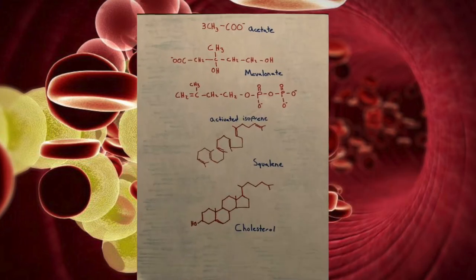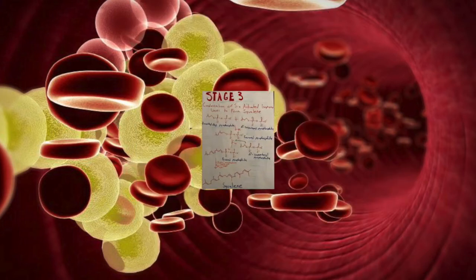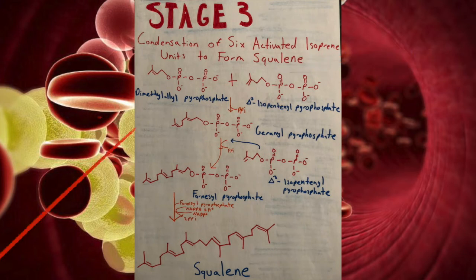The third stage in cholesterol biosynthesis is the condensation of 6 activated isoprene units to form squalene. Isopentenyl pyrophosphate and dimethylallyl pyrophosphate perform a head-to-tail condensation, where one of the pyrophosphate groups is displaced and a 10-carbon chain, geranyl pyrophosphate, is formed. Geranyl pyrophosphate undergoes another head-to-tail condensation with isopentenyl pyrophosphate. This yields the 15-carbon intermediate, farnesyl pyrophosphate. To conclude, 2 molecules of farnesyl pyrophosphate join head-to-head, with elimination of both pyrophosphate groups, to form squalene.